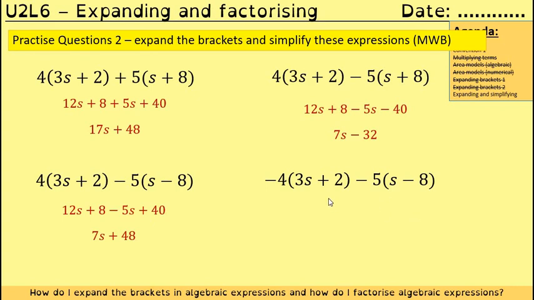And lastly, I've kept the 5 negative, I've kept this bracket s take away 8 here, but now I've made the 4 at the beginning negative. So let's see what effect this has. So I'm going to get negative 12s take away 4, and that is because I've got a negative times a positive and a negative times a positive. So both of these terms will be negative. Then I have negative 5s, but I will have plus 40. And then collecting like terms in this expression gives us negative 17s plus 36.